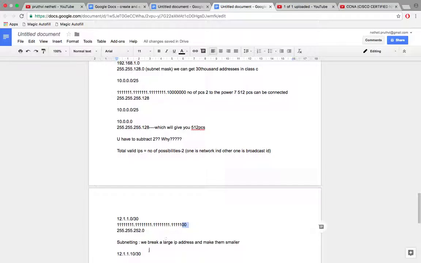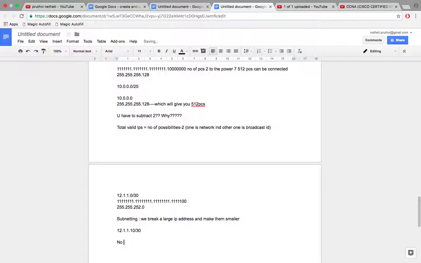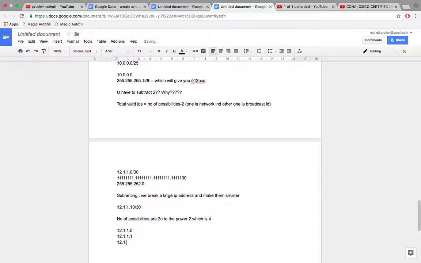There are only 2 host bits. So the number of possibilities is 2 to the power 2, which is 4. Now let's write all these possibilities. We have the possibilities of 12.1.1.0, 12.1.1.1, 12.1.1.2, and 12.1.1.3.